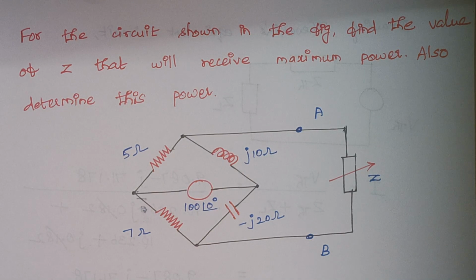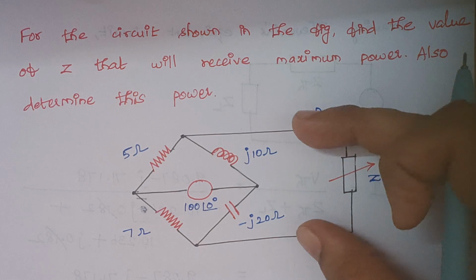For the circuit shown in figure, find the value of Z that will receive maximum power. Also determine this power. Right. So here in this case, again the same thing. We need to find the value of Z and also the maximum power. So here we are proceeding with the first step as finding the value of Z Thevenin. That is the Thevenin across the terminal AB.